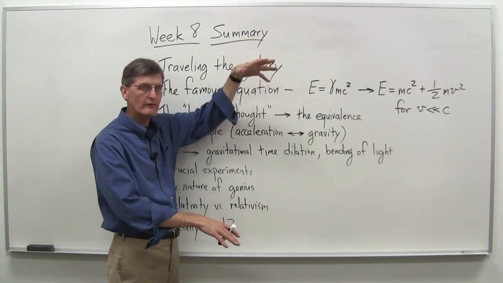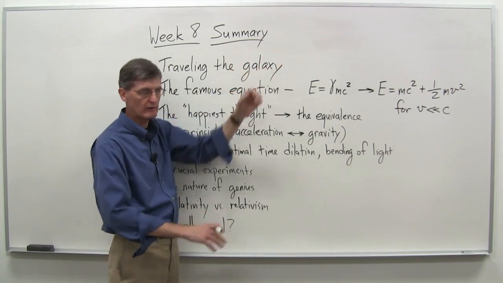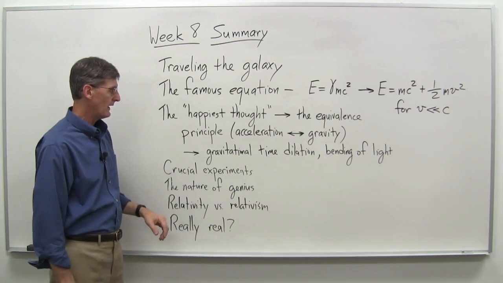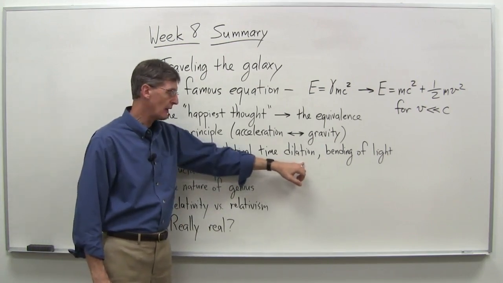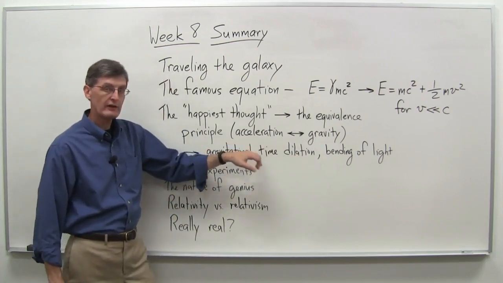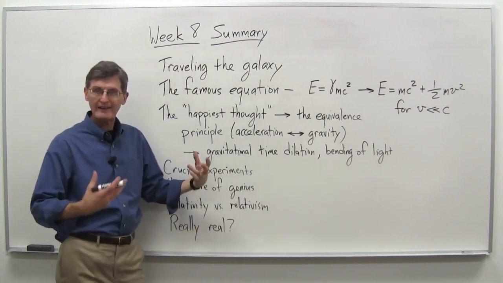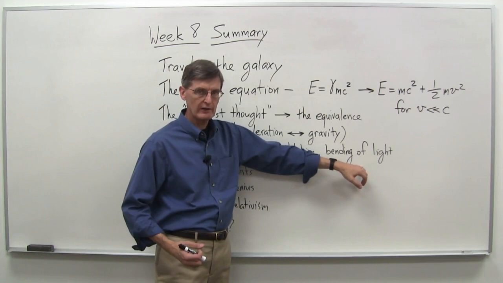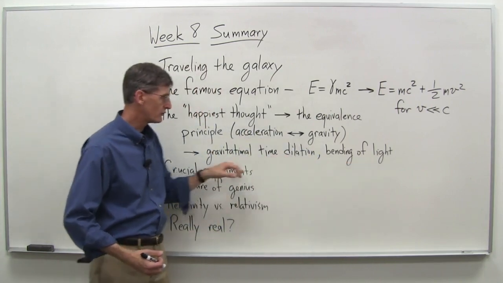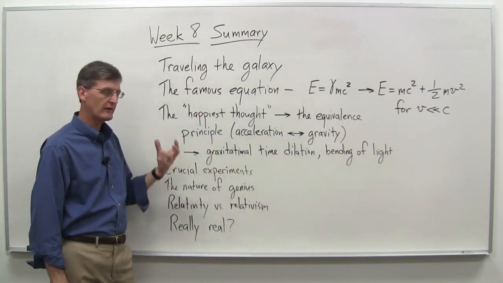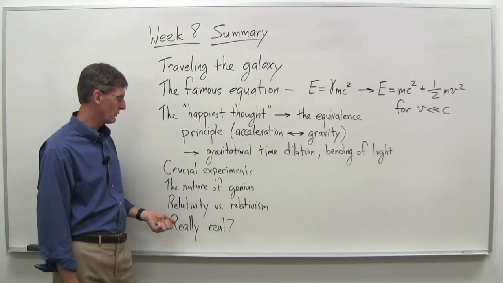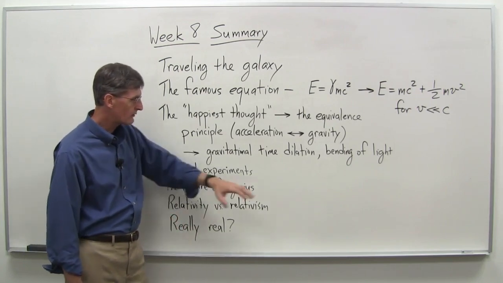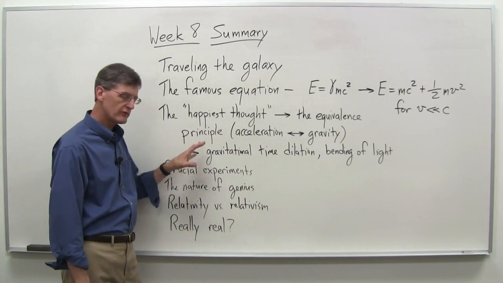Clocks higher up in a gravitational field will run faster than clocks lower down. That was one result that came out of the equivalence principle. The second result, again using an elevator analysis, was that light would bend in a gravitational field. So those two results came out of the idea of the equivalence principle. And then we went on to talk about several final comments.